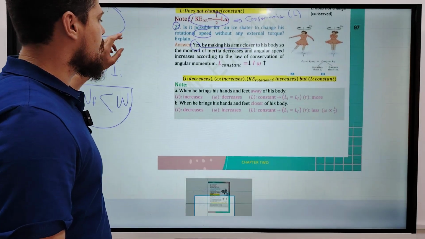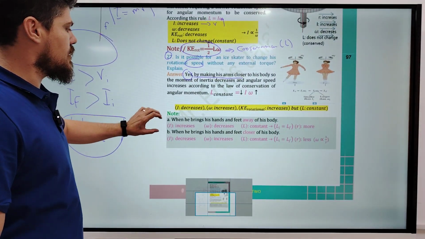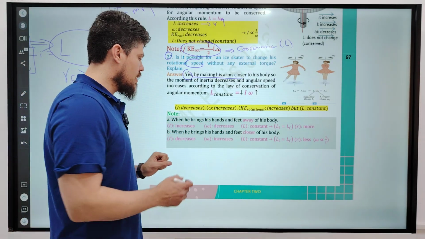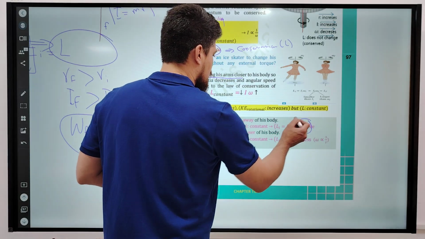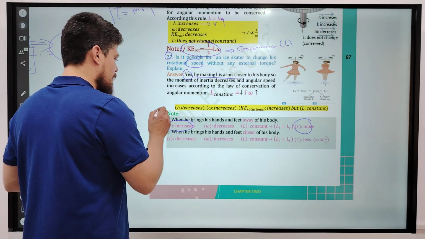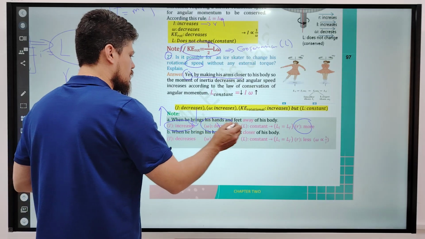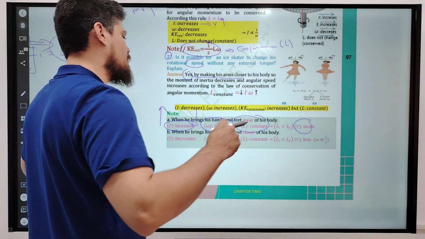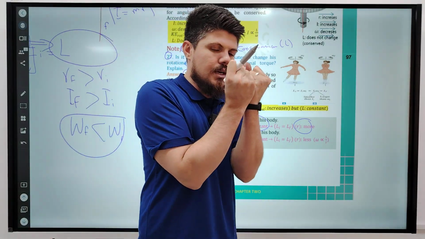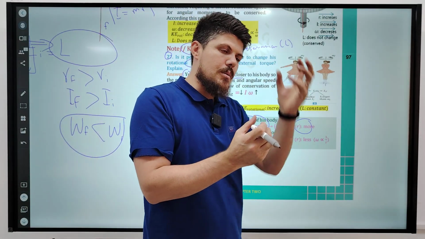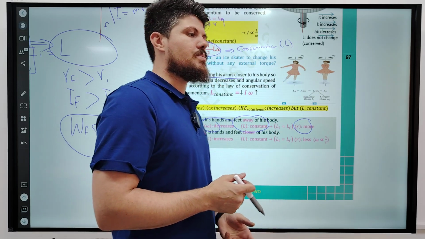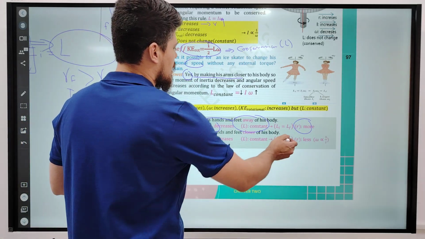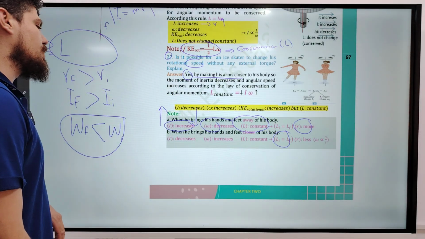L is constant. Okay, so we have two notes here. When he moves his hands and feet away, what happens to the radius? Increase. Moment of inertia? Increase. Angular speed? Decrease. Angular momentum? Constant. When he brings his hands and feet close to his body, R decreases, moment of inertia decreases, and angular speed increases to compensate for the decrease of moment of inertia. Therefore, the angular momentum will be conserved.